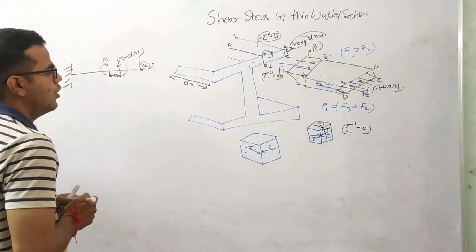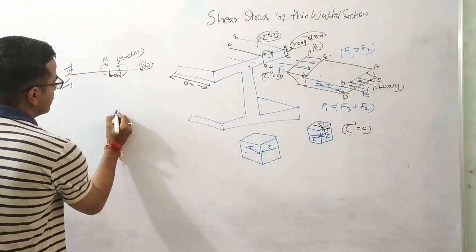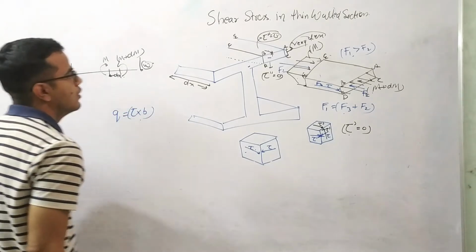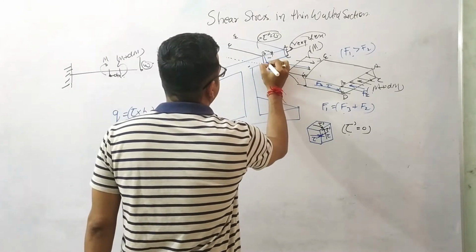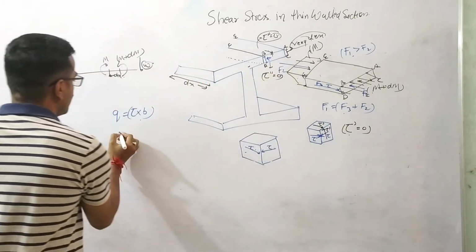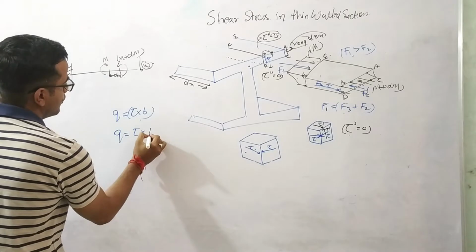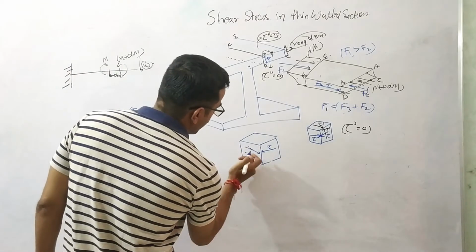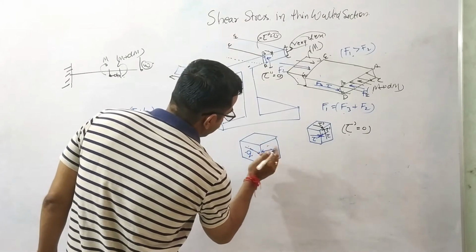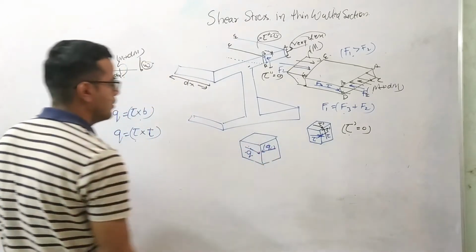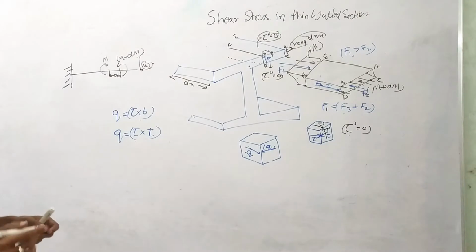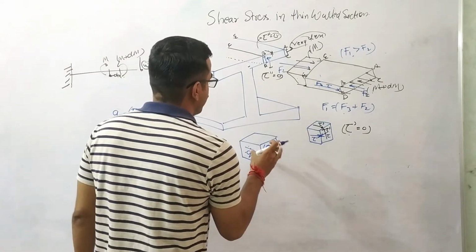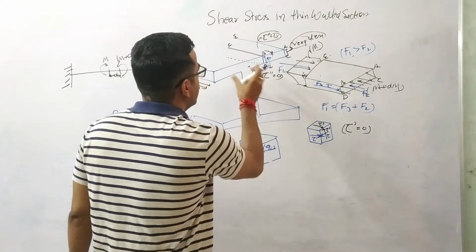Now you can see, what is the shear flow? Shear flow is nothing but tau into the width of the cross section. What is the width of the cross section over here? This is nothing but T. So our q is equal to tau into T. If one q is acting over here, then again there will be some q over here, the complementary of which. We have to find how this q is varying along this segment.